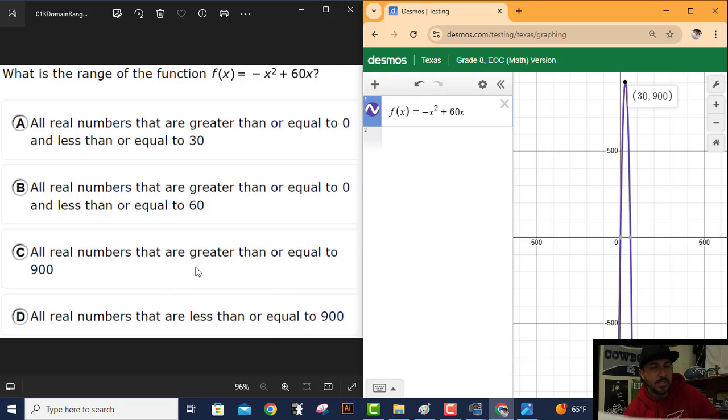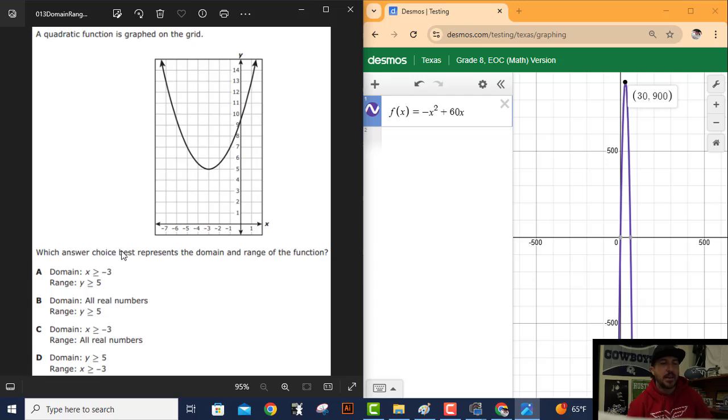Let's find a clue in there. This guy says greater than 900. This guy says less than 900. What do you want? You want greater than 900 or you want less than 900? Perfect. We want less than 900 because it goes down. And that's how you do this guy. This guy, blah, blah, blah, blah.